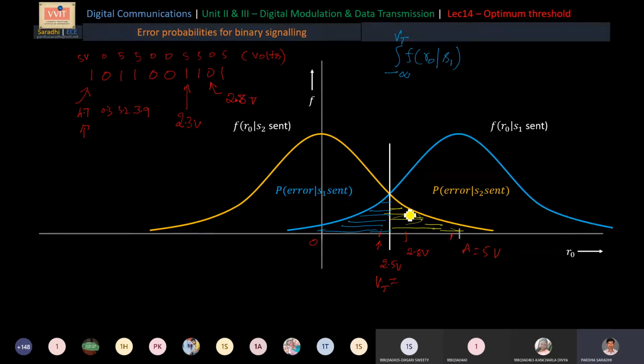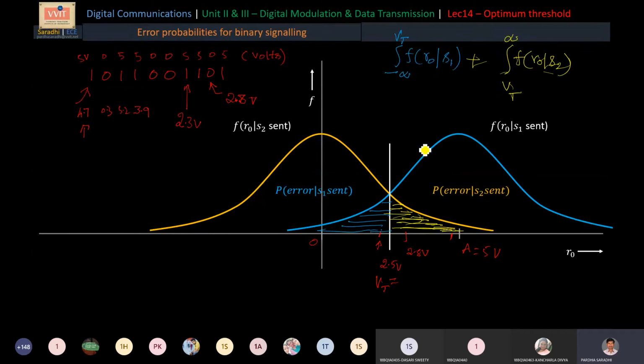So the possible amount of error we can obtain by finding the area of this portion. Right? This is the region whose area we want to find. And how do we find the area of this region? The area of this region is obtained by integrating the density f of R0 given S2. Now what are the integration limits? The integration limits are from Vt, which is where we started counting the area, to infinity.